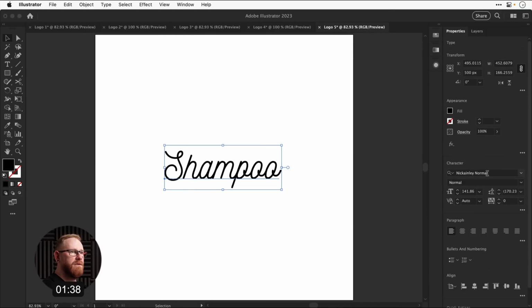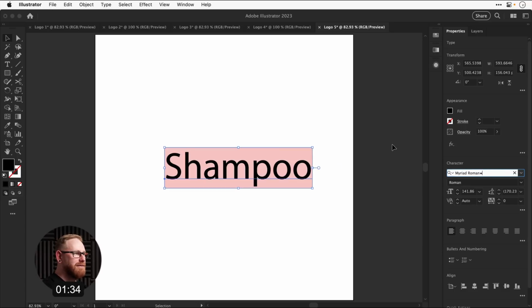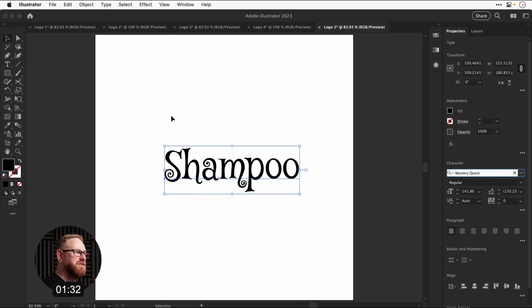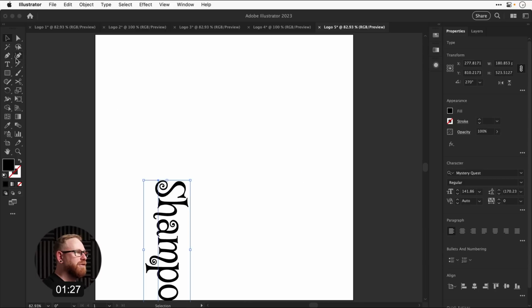Okay, last one. Shampoo. Poo. I haven't got any time to pick fonts. Just pick any font. There we go. Yeah, this could work. Why not? We don't really have a choice. Let's rotate that sideways. We need to draw a bottle now. Pencil tool. There we go. Let's draw a bottle.